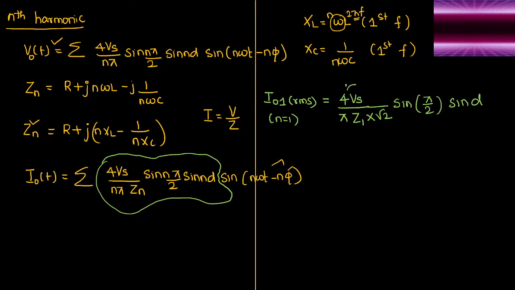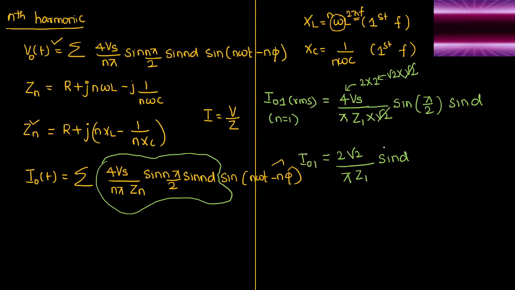Now you all know this 4 can be rewritten as 2 into 2, and 2 can be rewritten as root 2 into root 2. One root 2 will get cancelled with this one. So the result can be written as 2 into root 2 upon pi into Z1. Sine pi by 2 will be equal to 1, so it will be simply sine of d. This is the expression for the fundamental RMS current.